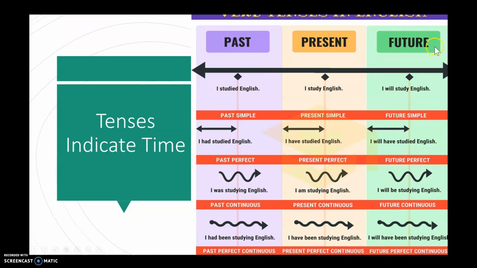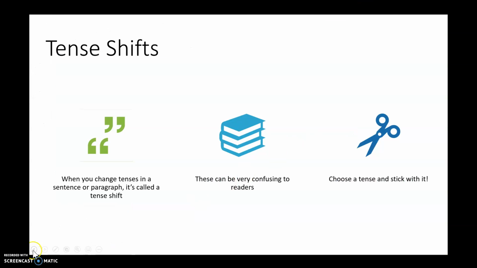And so here's more on tenses indicating time and some of the very, very many tenses that exist here. We're not really going into those, but I wanted to show you that they do exist in case you want to go into more information about them. So when you change tenses in a sentence or a paragraph or even in an essay, it's called a tense shift, and they can be very confusing to readers. The easiest thing to do is just to choose a tense and stick with it. If you want to write in present, write in present. If you want to write in past, write in past.